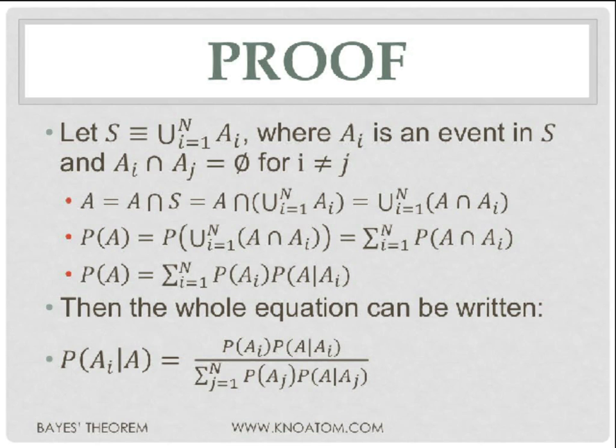Then we can take the probability of both sides, and because probabilities add, we can move the iterative union outside and change it to a summation, so that the probability of A is a summation from i equals 1 to n of the probability of the intersection of A and A_i. Then we can say that the probability of the intersection of A and A_i equals the probability of A_i times the probability of A given A_i.